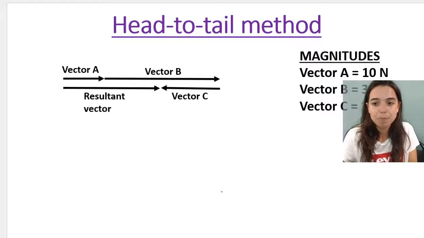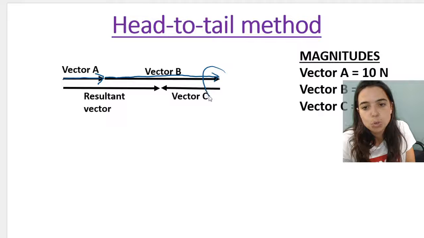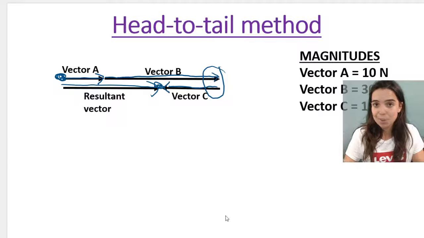One more example. Vector A is going to the right. There's the head. It's joined with the tail of the next vector. Then vector C is going to the left. It's head to tail. The tail of vector C and the head of vector B, but it's going in the opposite direction. And then the resultant goes from the tail of the first and points towards the head of the last. So you can see the resultant vector going like that. I hope this makes sense.